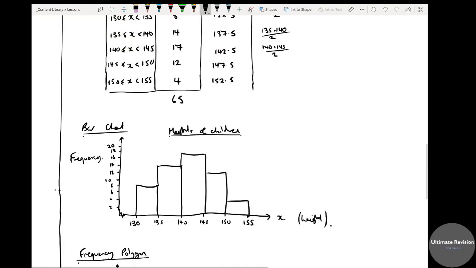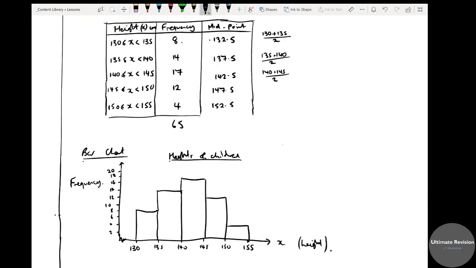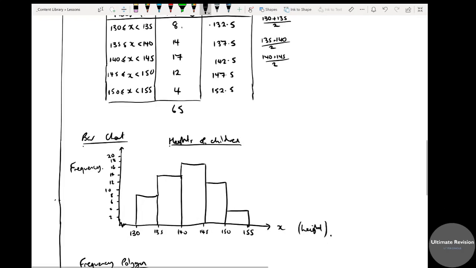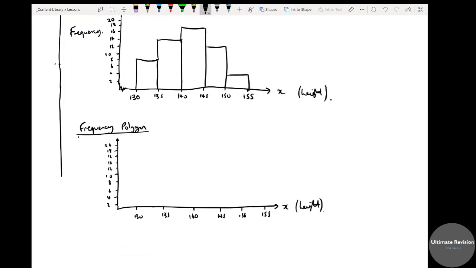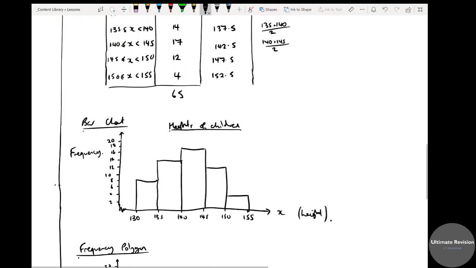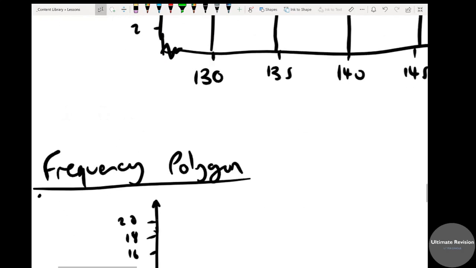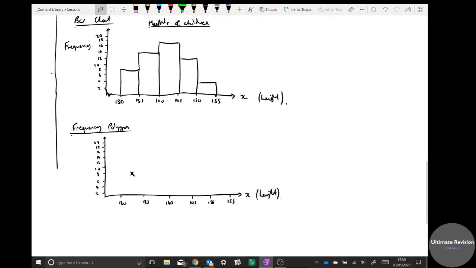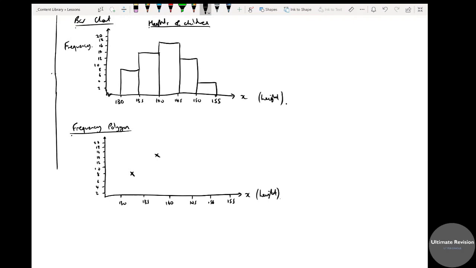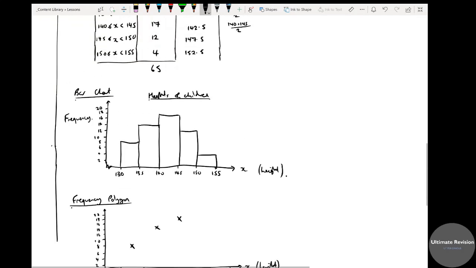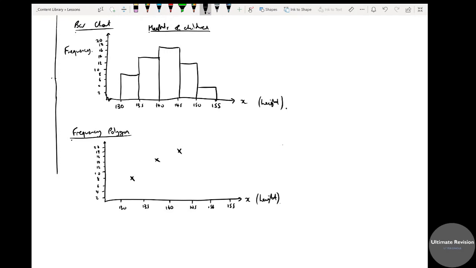The only difference is I plot the midpoint with the frequency. So the first one is 132.5, 8. 132.5 is halfway there, 8, and I put a cross. Next one was 137.5 and 14. So let's just go 14 and I put a cross. Next one was 17, roughly there. Again, yours will be a bit more accurate than mine. Next one was 12, the halfway point there, 12 out there. And the last one was 4, which is down here. So I plot the points and then I must join them. I join them with straight lines.